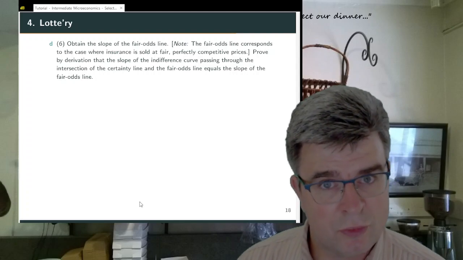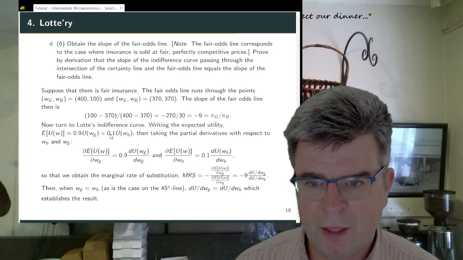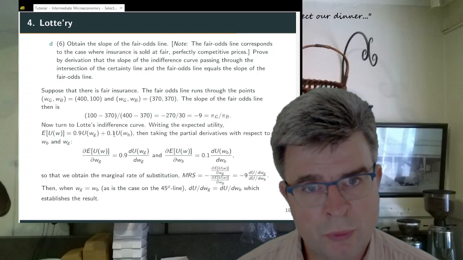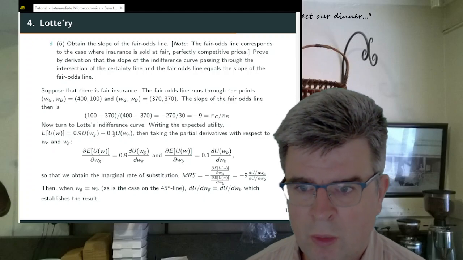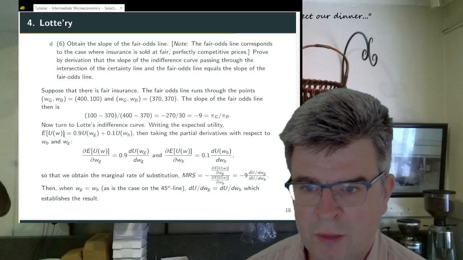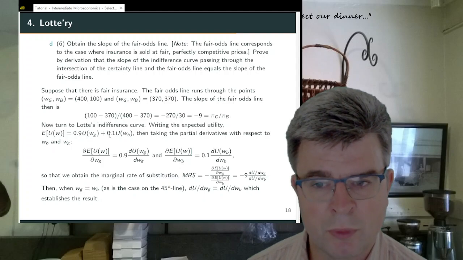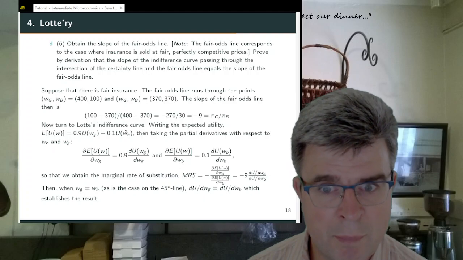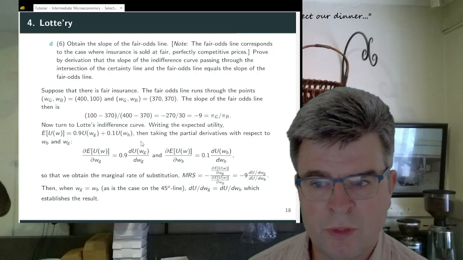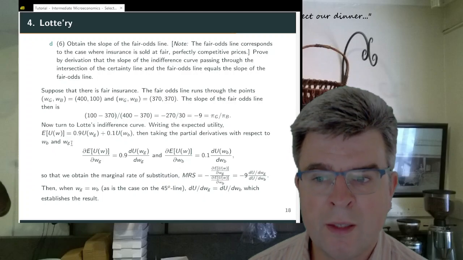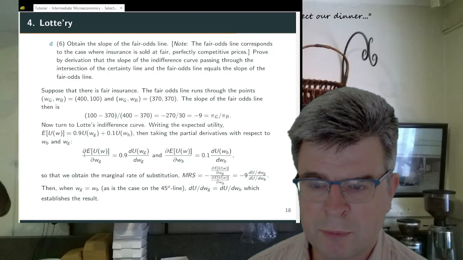Okay, so that completes the first part of exercise D. And now we also need to look at Lotte's indifference curve. So her expected utility function is identical to 0.9 times the utility in the good state of the world plus 0.1 times the utility in the bad state of the world. And now we take the partial derivatives with respect to WB and WG, and we get two expressions.